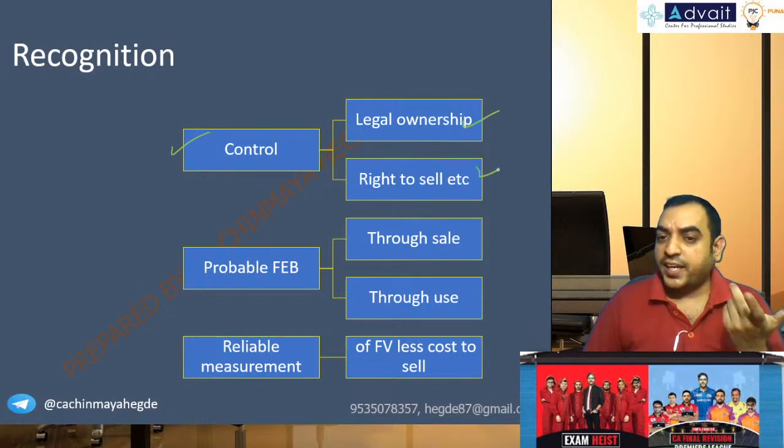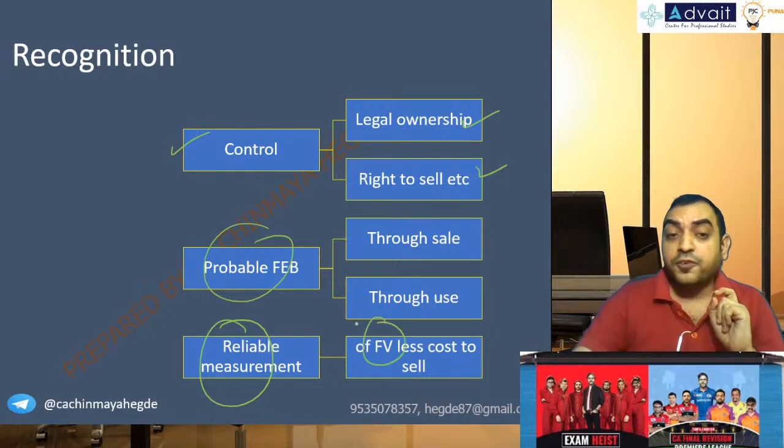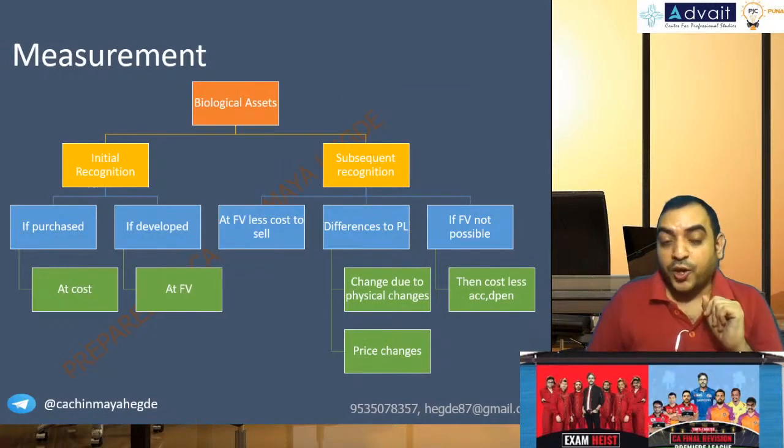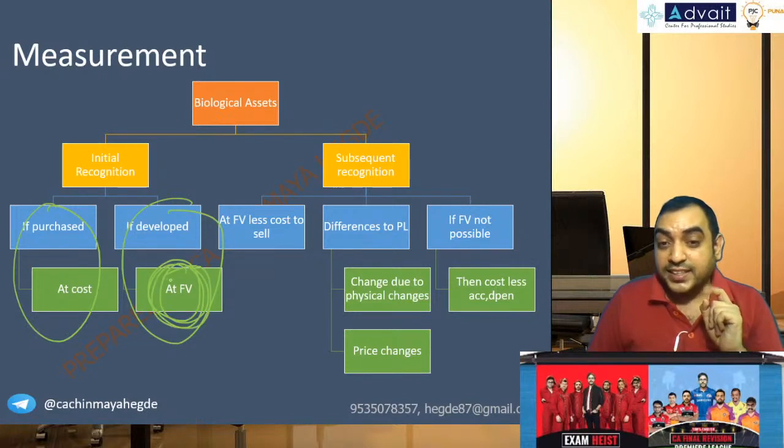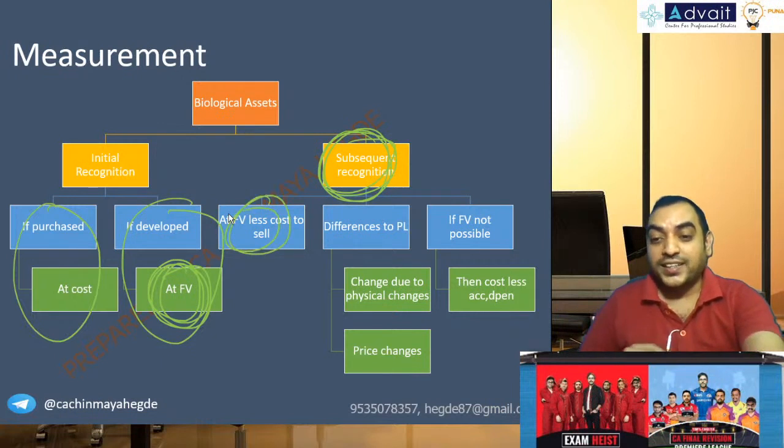Control, legal ownership, right to sell, same concept, probable economic benefits, and reliable measurement, not of cost, but reliable measurement of fair value. This is important. If purchased, it is at cost, that's fine. But if developed, it is recognized on a fair value basis, and not only now, even subsequent measurement is at fair value less cost to sell.